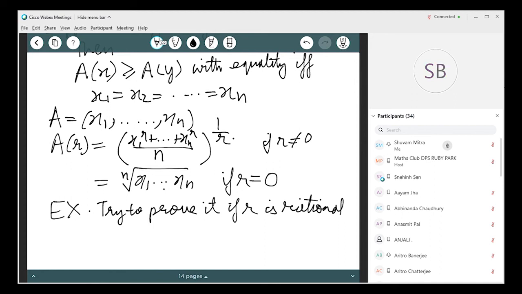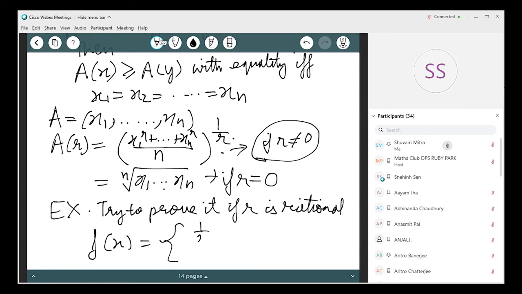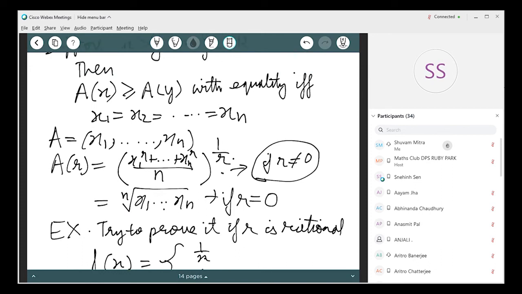Dada, if R is equal to 0, then how is 1 by 0 possible in the power? That's what I said. The first definition is for R not equal to 0, and the second definition is for R equal to 0. Like you have seen functions defined as f(x) equal to 1 by x for x not equal to 0, and 0 for x equal to 0. Basically, it's a piecewise definition. We are defining for this part and for this part separately.